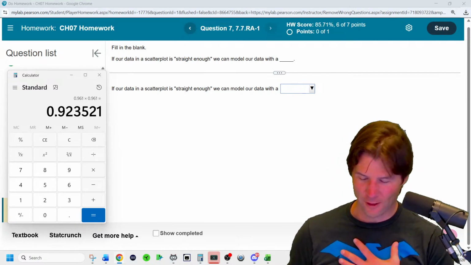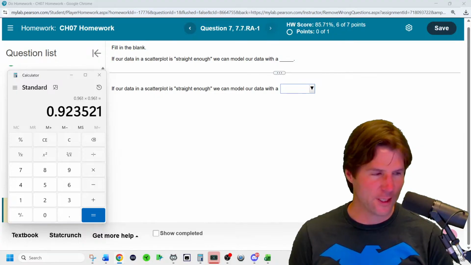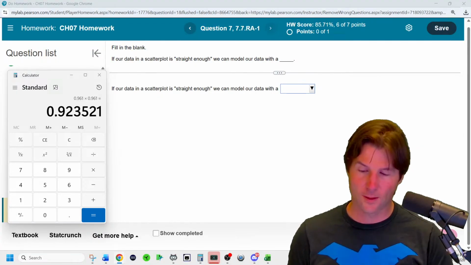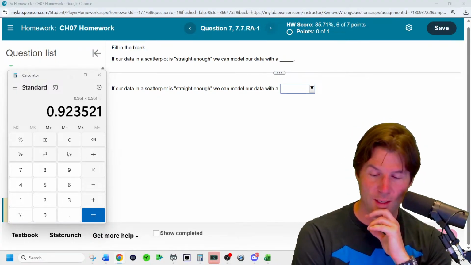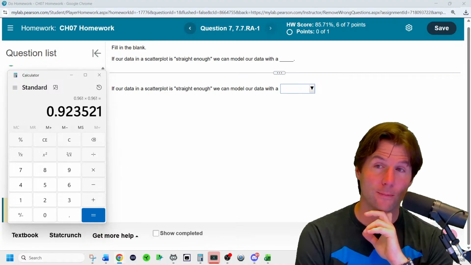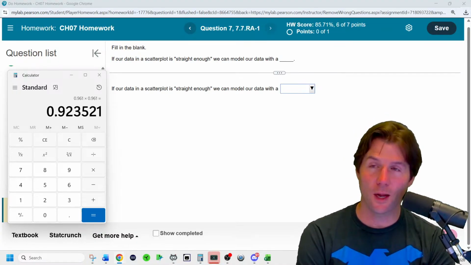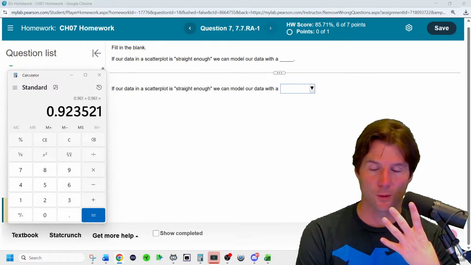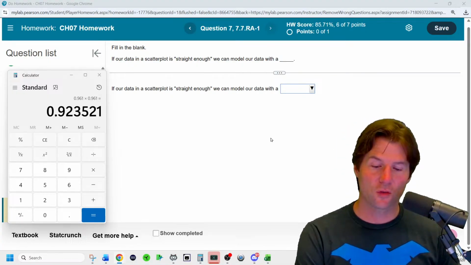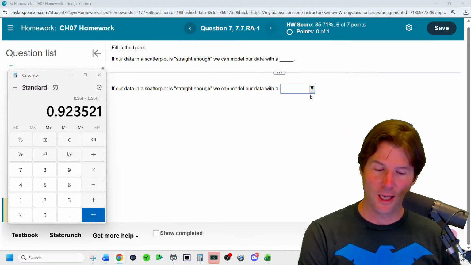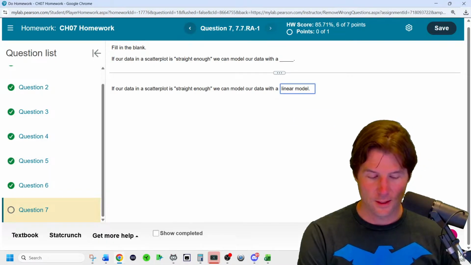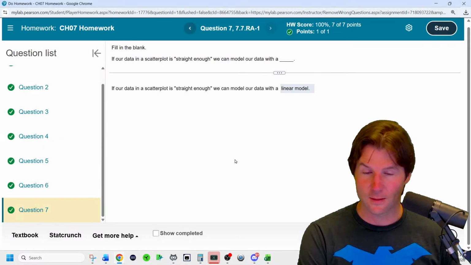Last question. Hope everyone's having a great day. 34:53. Last question of the homework. If our data is straight enough, we can model our data with a what? You should get this right away. This is QQ straight enough. No outliers. Plot doesn't thicken are the conditions for regression. So when we say our model is straight enough, we can model it with a line. That's what we're trying to do. The linear model, and that's got it.